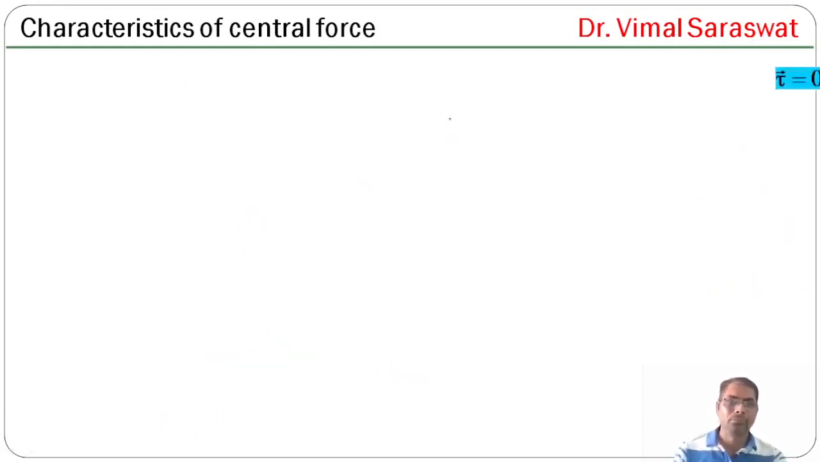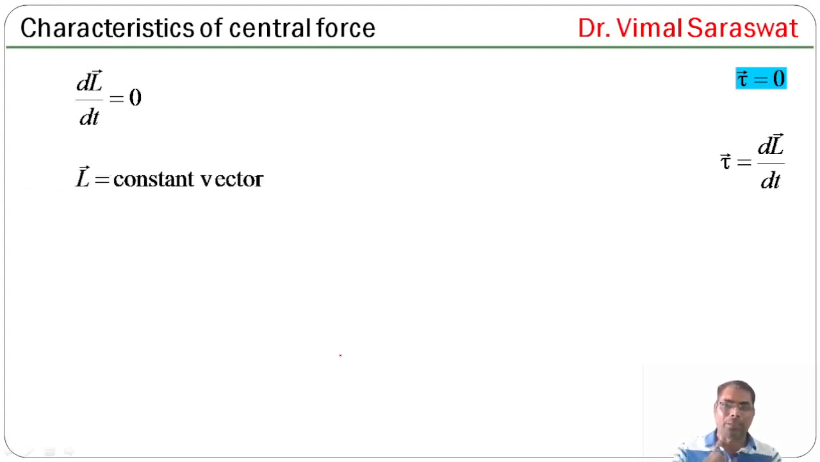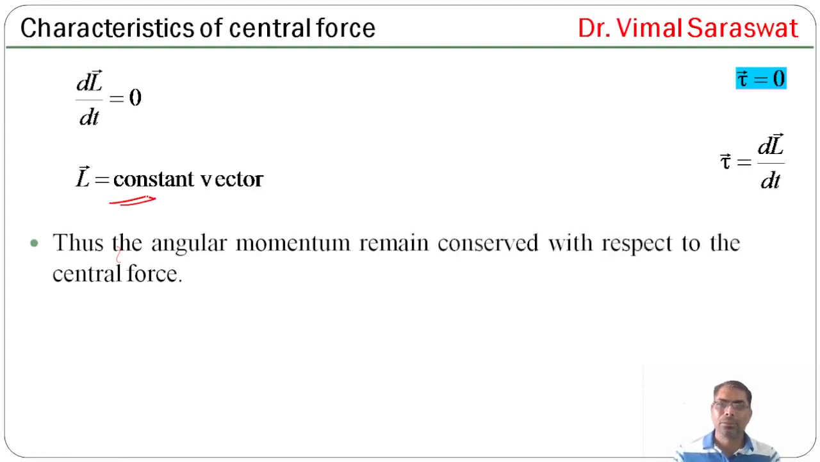Now torque equal to 0, and we have proved that tau equal to dL by dt, it means dL by dt equals to 0. If a particle moves under the influence of central force, then the rate of change of angular momentum is always 0, and rate of change of angular momentum is 0, it means L is a constant vector. Thus, the angular momentum remains conserved with respect to the central force.